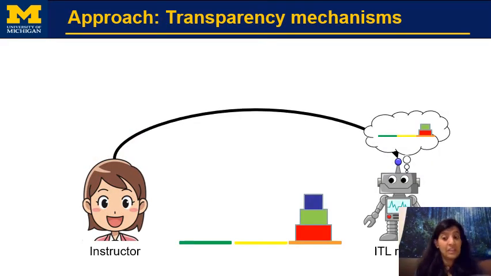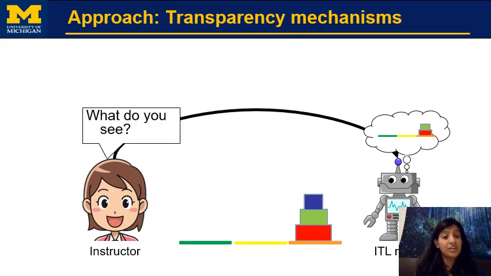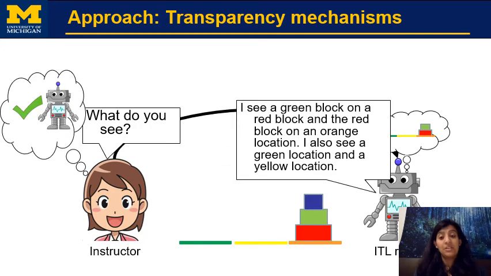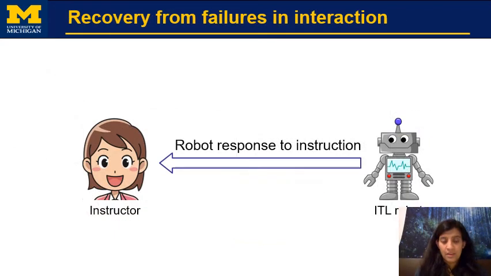So here, in case of the same failure, the instructor can ask, "What do you see?" And based on the information that the robot gives, they can update their mental model correctly. The second is the robot's response to the instructor's instruction. This is very crucial during a failure because this response determines what the instructor does next.